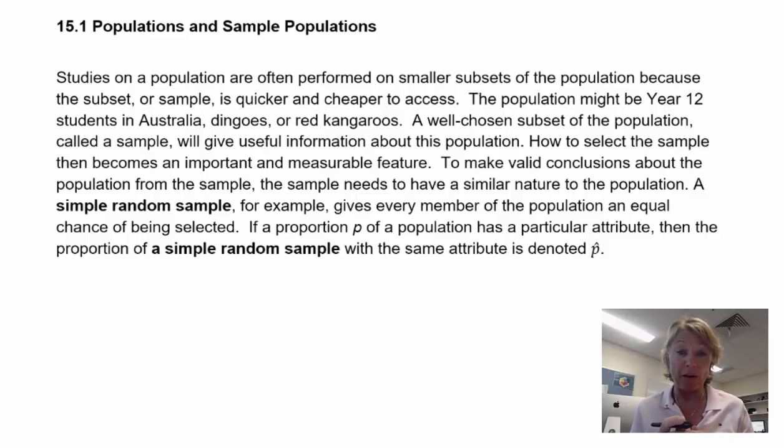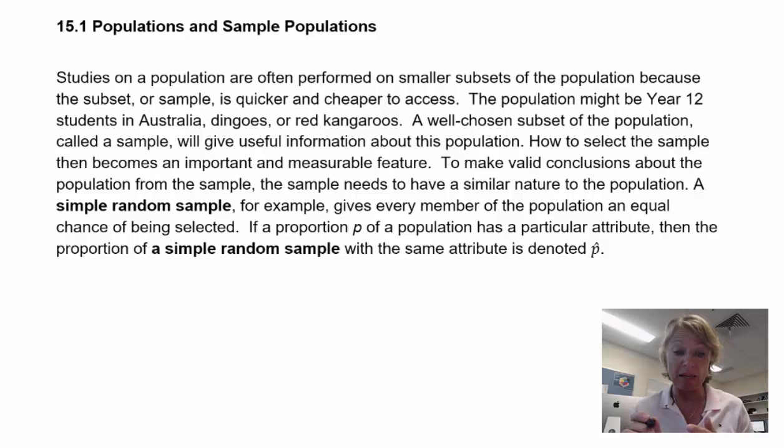How to select the sample then becomes important, and it's a measurable feature. To make valid conclusions about the population, the sample needs to have a similar nature to the population. A simple random sample, for example, gives every member of the population an equally likely chance of being selected.